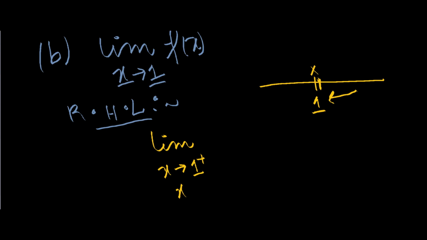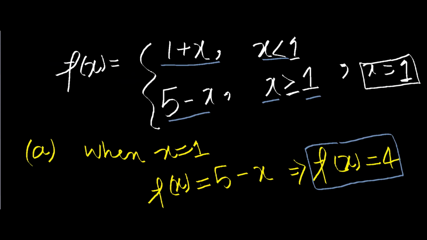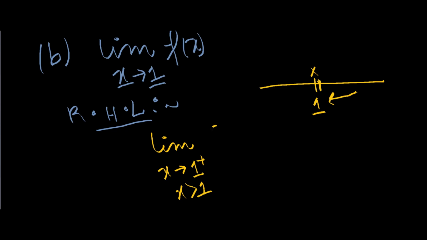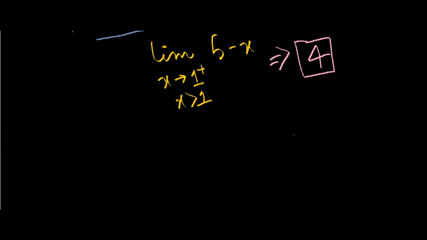So as I already told you, in this case x is greater than 1, so come here and look at both equations: in which one is x greater than 1? In this one, 5 minus x, you can see that x is equal or greater than 1. So I would take 5 minus x. Now I apply the limit, so 5 minus 1 is 4. So this was the right hand limit.